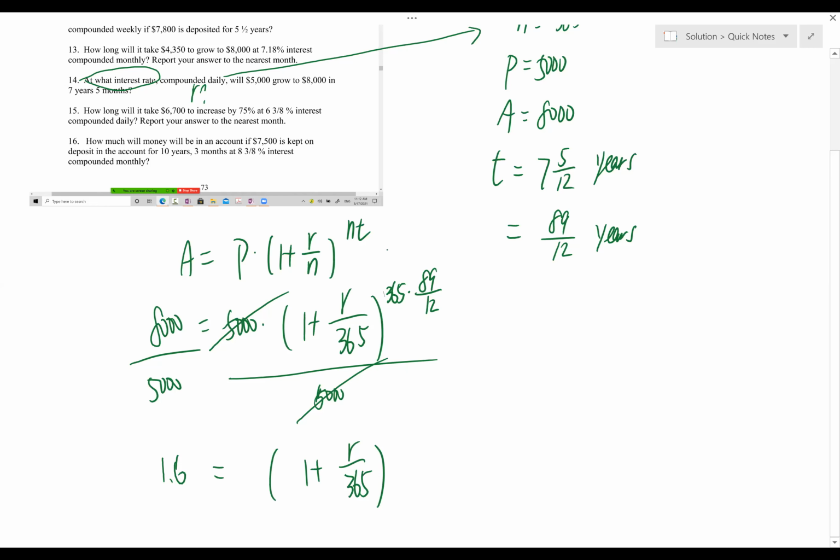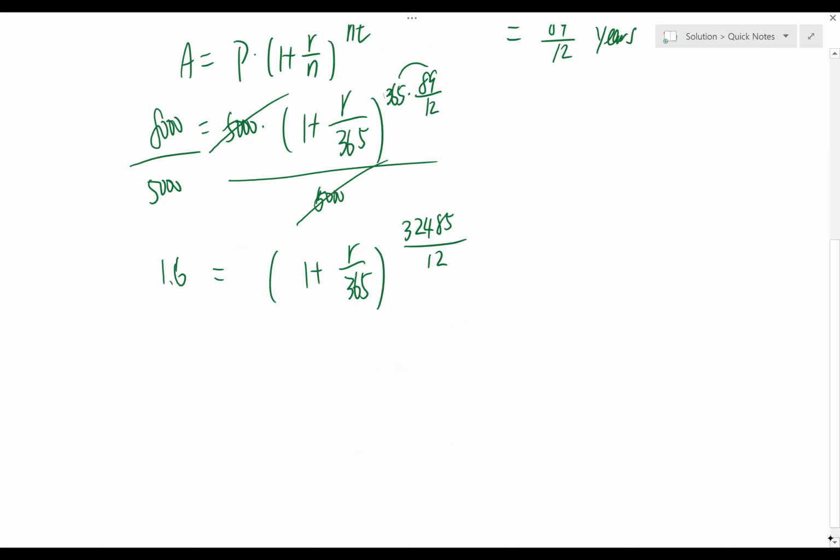And we can simplify this exponent by multiplying 365 by 89 and dividing by 12. So 365 times 89, we multiply 365 by 89, you get 32,485 over 12. Now the reason I do that is to make it slightly easier to move forward.